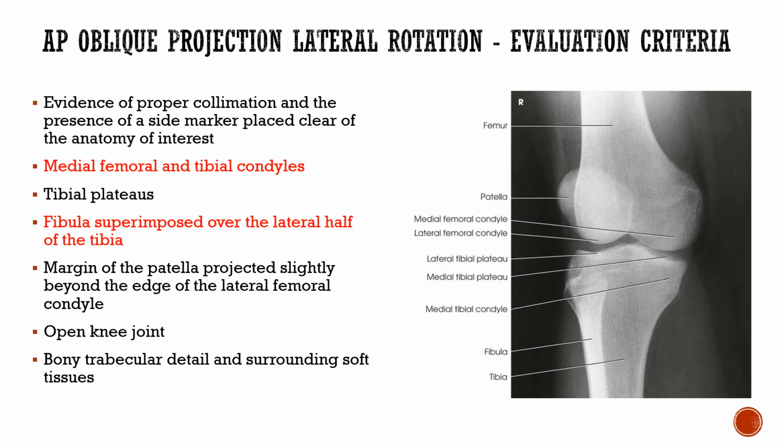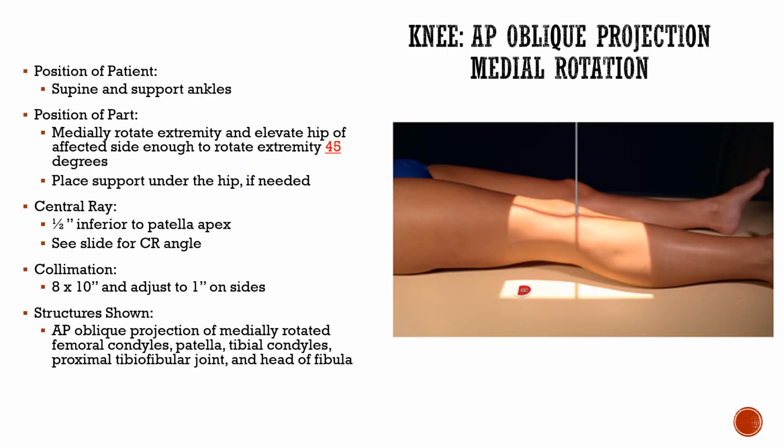What's going to be shown are the medial femoral and tibial condyles. So we have moved the patella out of the way, and we're looking at the medial side of the knee. We can see the tibial plateaus, and we can see the fibula is superimposed over the lateral half of the tibia. So that is properly positioned. And we want to see an open knee joint.